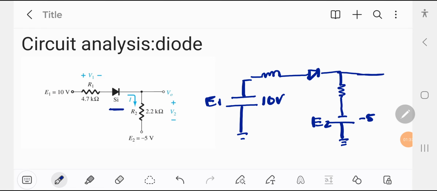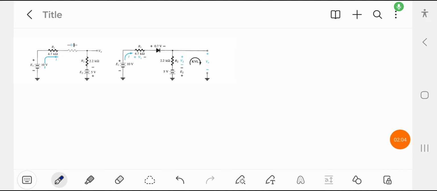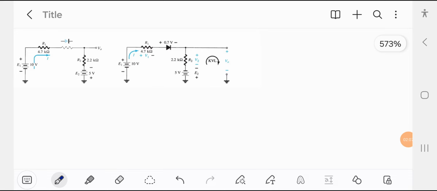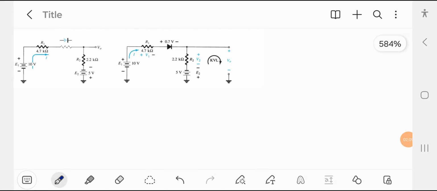Now here is a V0 voltage. This is connected to the ground, so our circuit will look like this. Let's try to solve this circuit. Now our circuit will look like this.